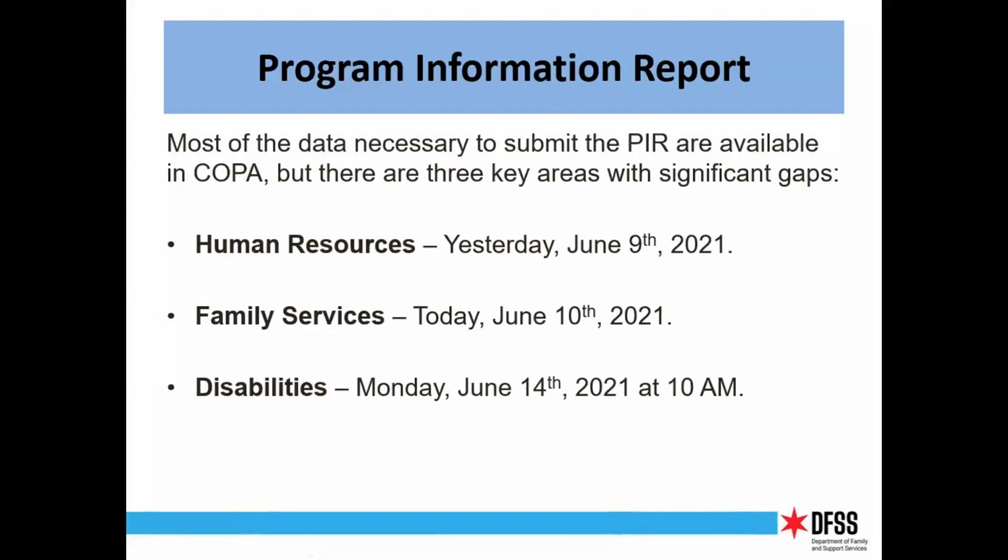So most of the data is the same, and for the most part, we're able to look at the PIR in COPA and pull out the data to enter into the federal website. But there are 3 areas where there have been significant changes made, or there are significant gaps in the information that we need to have fixed before we can report.